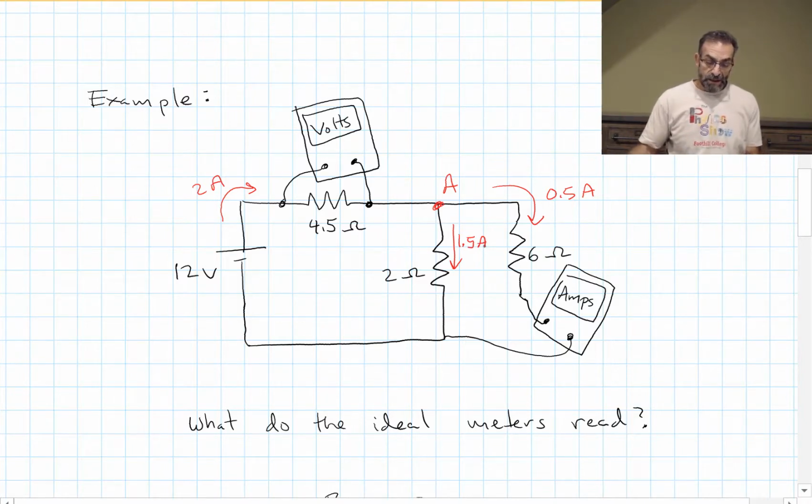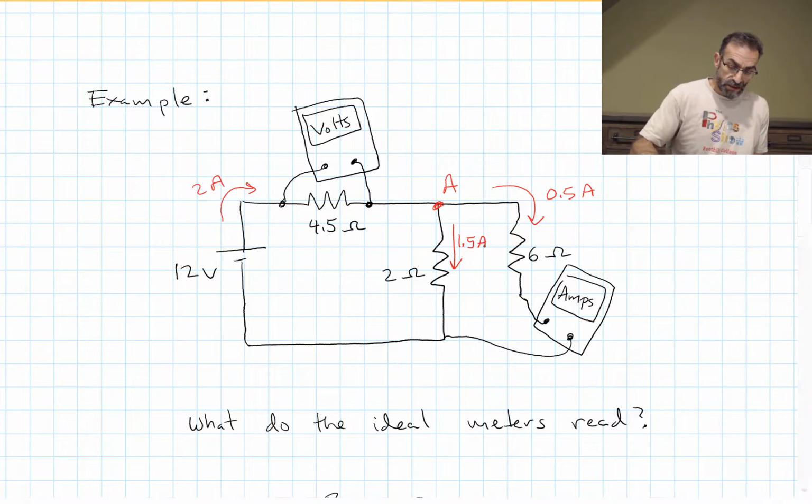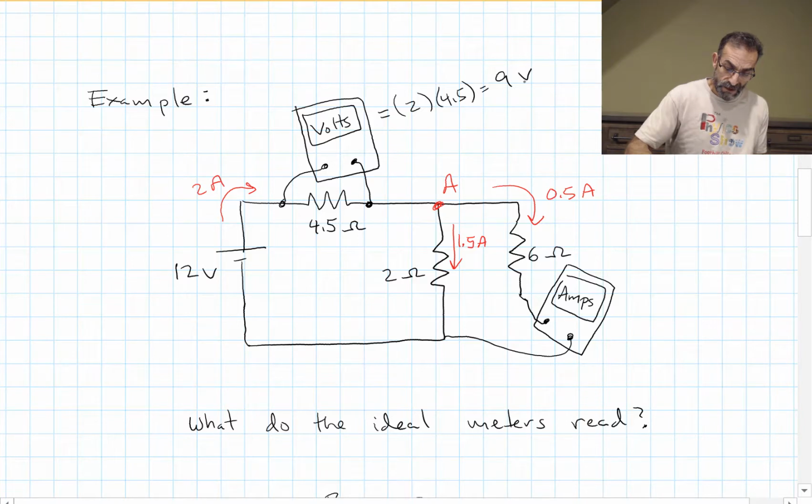So our voltmeter is going to read I times R, 9 volts, and our ammeter is going to read 0.5 amps.